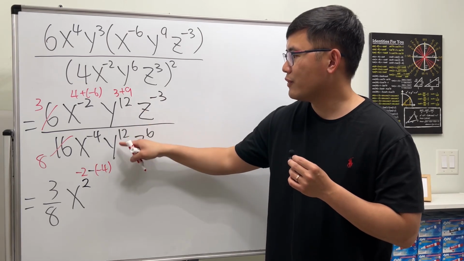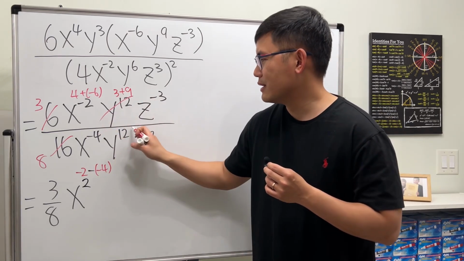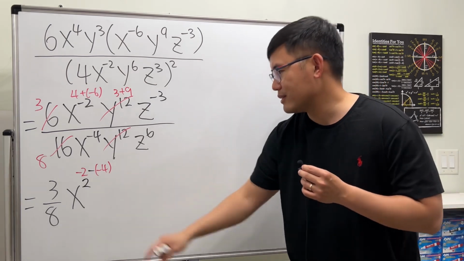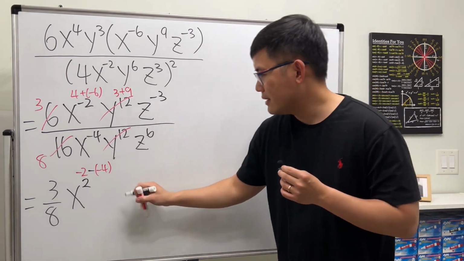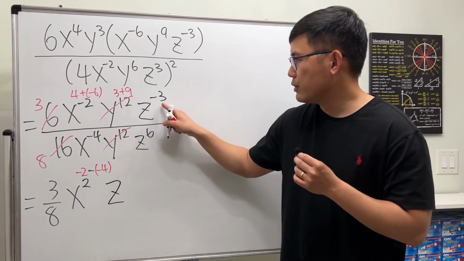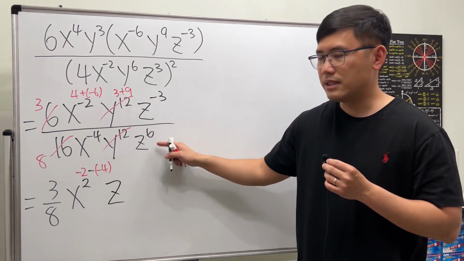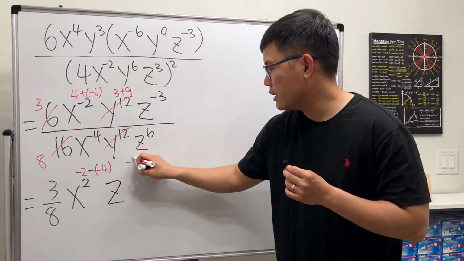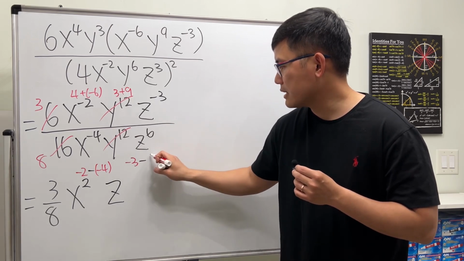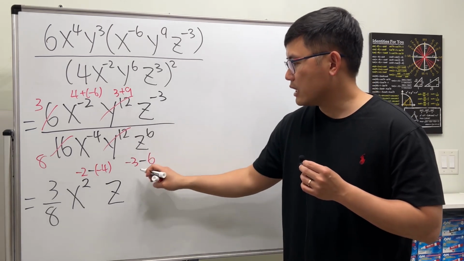Continue with the y. Well, y to the 12, y to the 12, they just cancel out exactly, so it's just 1, yeah? Finally, z to the negative 3, and then this is z to the 6. So we do negative 3 minus the bottom exponent, which is 6. And that will give us negative 9.